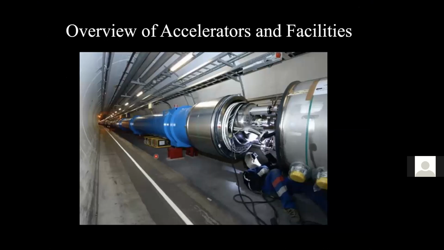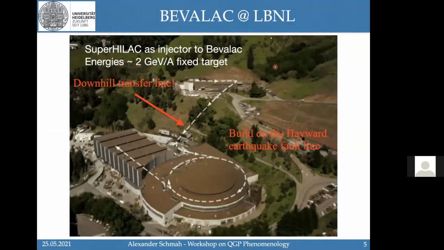Before I come to the experiments, I give you a brief overview of the accelerator facilities. Starting with one of the oldest where heavy ion collisions were conducted, the Bevalac at Lawrence Berkeley National Lab. You have a linear pre-accelerator on top of the hill. Then you had a downhill transfer line, so that's not a joke. Then you have the synchrotron here, and then the experimental hall. This was about a maximum energy of about 2 GeV in fixed target mode.